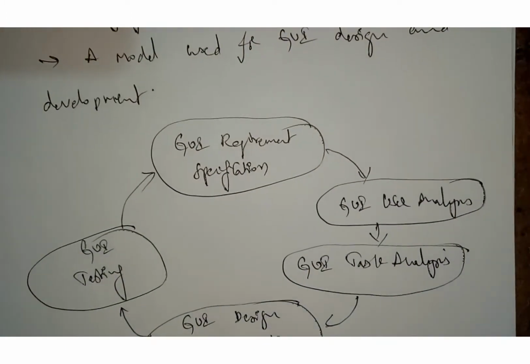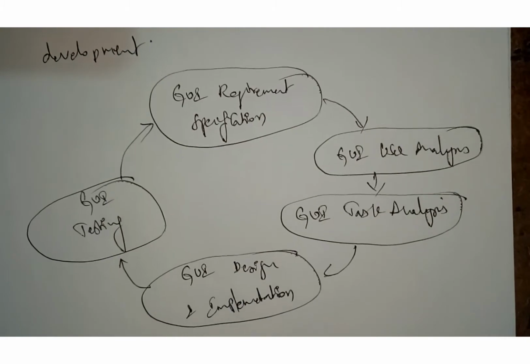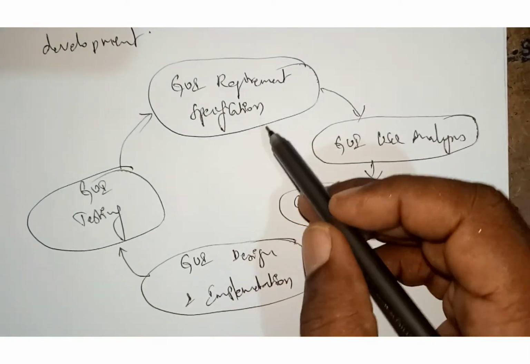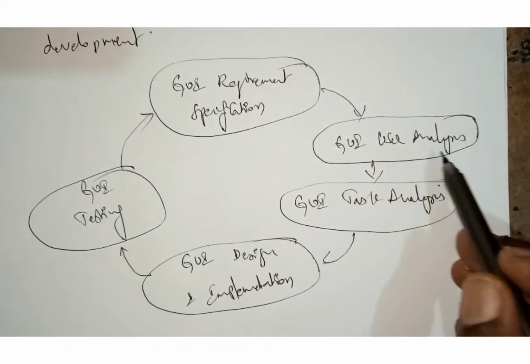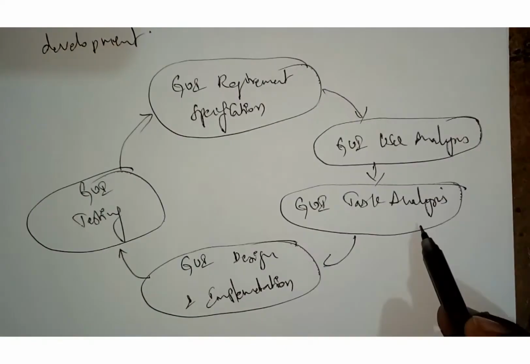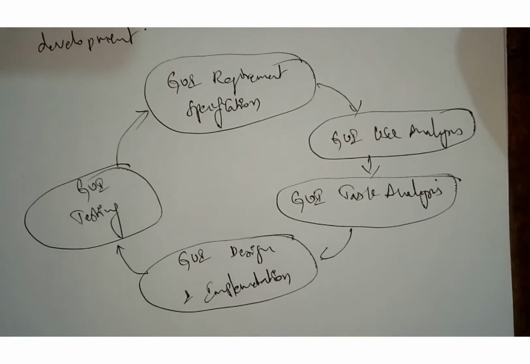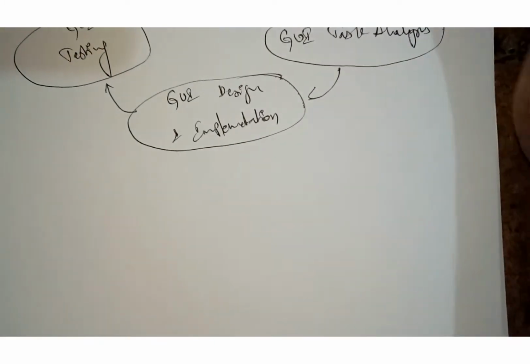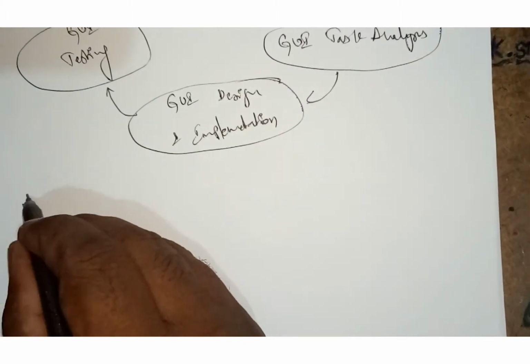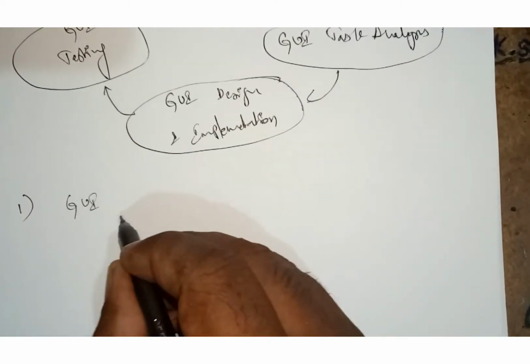We'll go through them one by one. What is GUI requirement specification? What is GUI user analysis? What is GUI task analysis? What is GUI design and implementation? And what is GUI testing? First we'll see what GUI requirements gathering is.